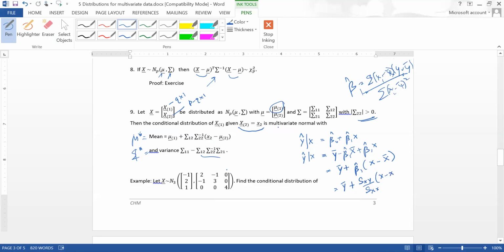Times x minus x bar. That's exactly this equation for the mean here. If you look at this one, here we had y given x. Now in terms of y, we have x1 given x, meaning x2, which is simple x2. We don't need the parentheses here. That's a given value, which means a number.